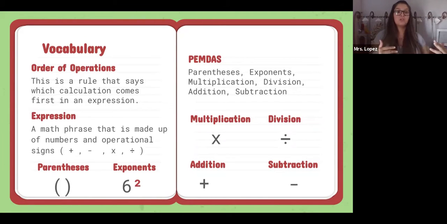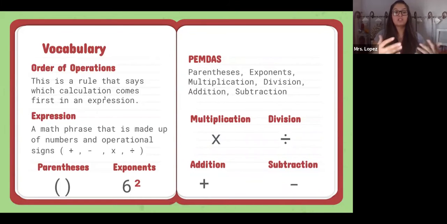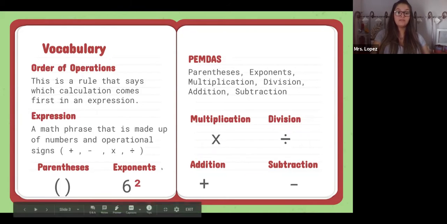So there's multiple times where an expression has all 4 of these operational signs. At that point, we use order of operations in which to calculate that expression. We have PEMDAS. This is an acronym that stands for parentheses, exponents, multiplication, division, addition, and subtraction. And then along with that, we have all of our operational signs: our parentheses, exponents, multiplication, division, addition, and subtraction.